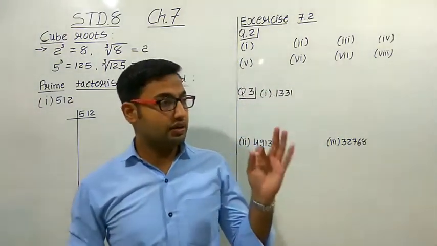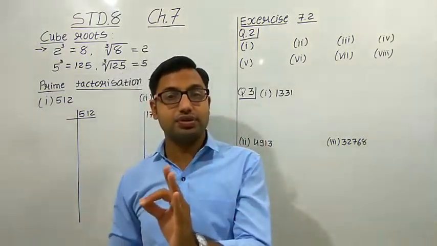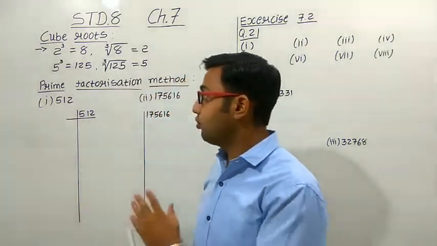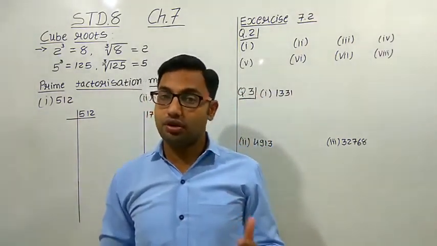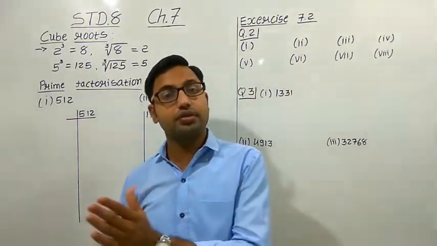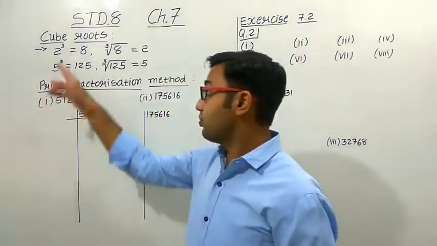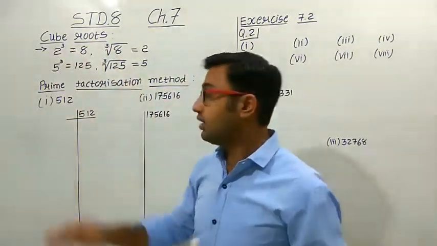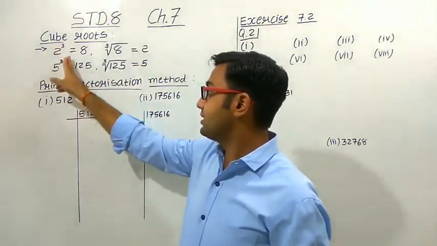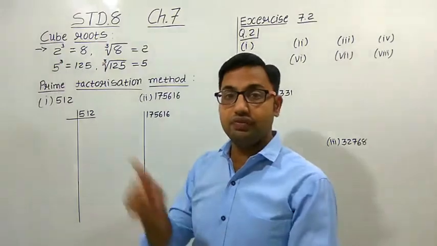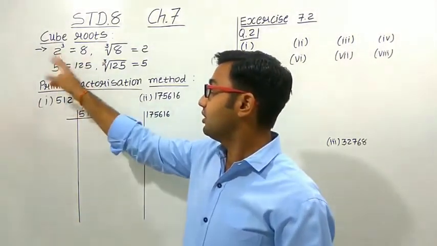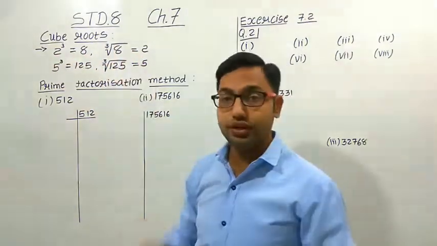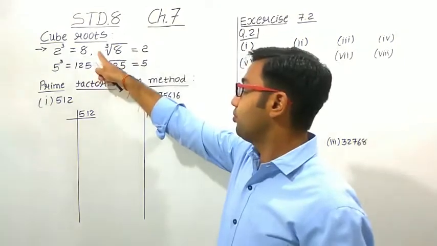We know that finding the square root is the reverse process of finding the square. In the same way, finding the cube root is the reverse process of finding the cube. We know that the cube of 2, that is 2 cube, is equal to 8. Now what will happen if we apply the reverse process? Then the cube root of 8 will be 2, and this is the sign of the cube root.